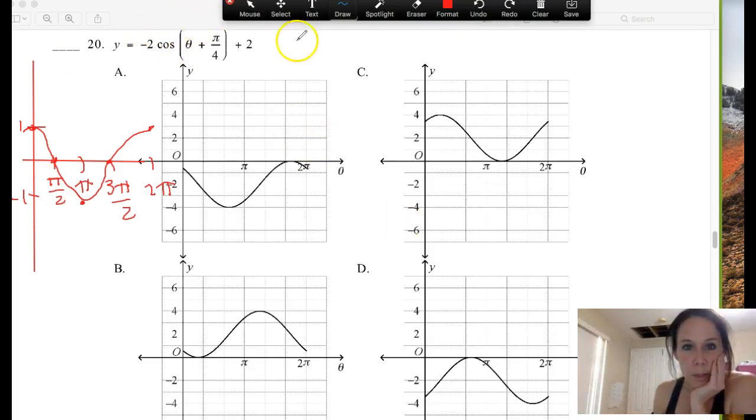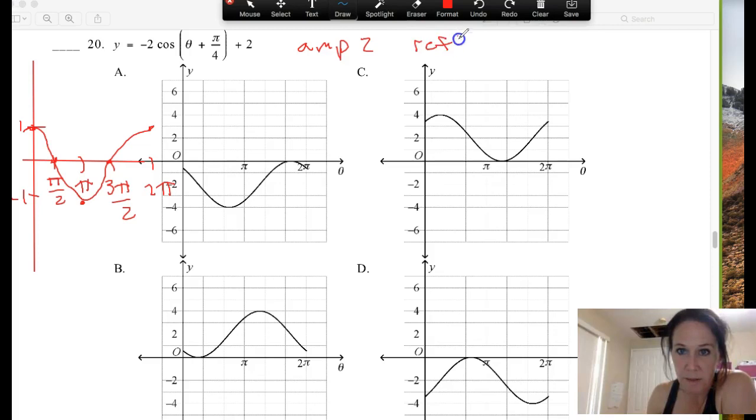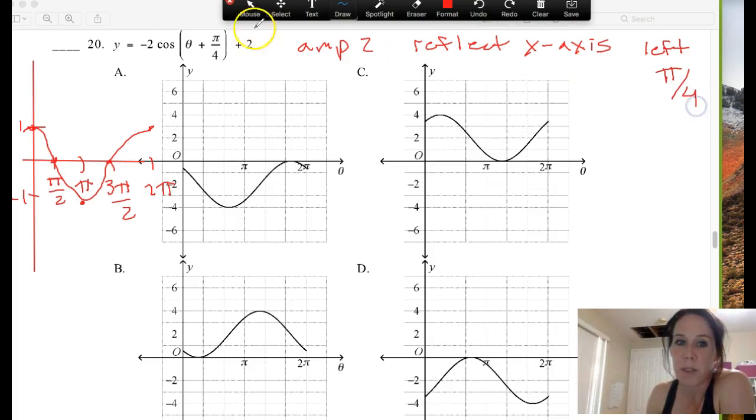We're going to do an amplitude of 2. It's going to reflect, so we're going to flip it. This reflects it over the x-axis, or y equals 0. Okay, the x-axis is where y is 0. We're going to reflect, then we're going to shift left by pi over 4. Remember, it's opposite inside, and then we're going to shift up 2.